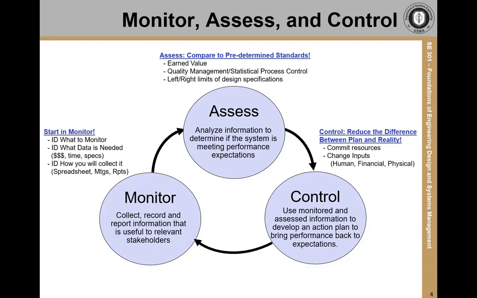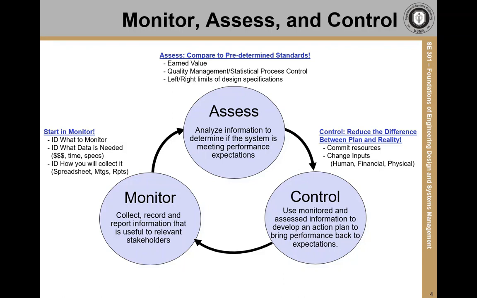The idea behind this process is that since we have a project plan, at a given time we're able to identify where we expect the project to be in terms of cost, schedule, and performance. So we monitor aspects of the project so that we can compare reality with our expectation. We identify what to monitor ahead of time, what data we'll need, and how we'll collect it. Then we collect that data throughout the course of the project, and we record and report it.